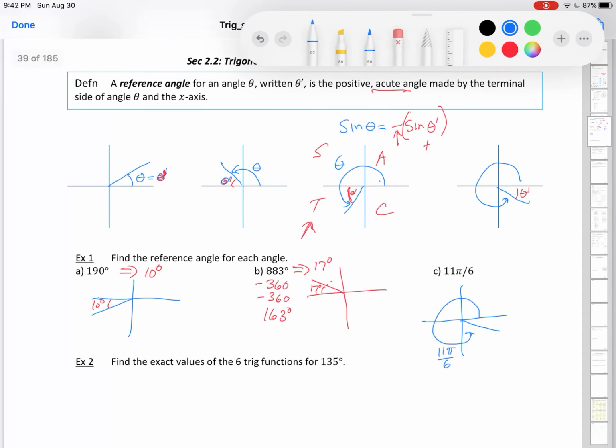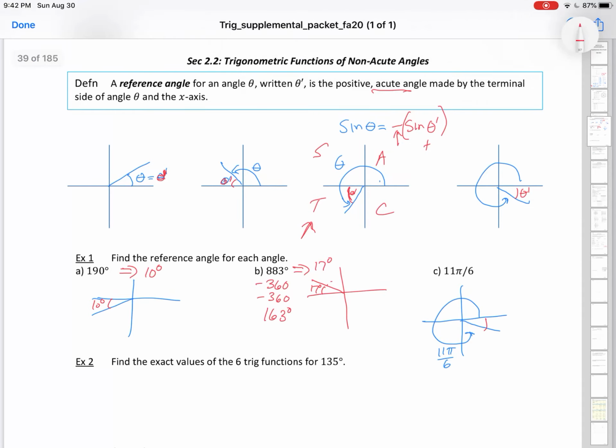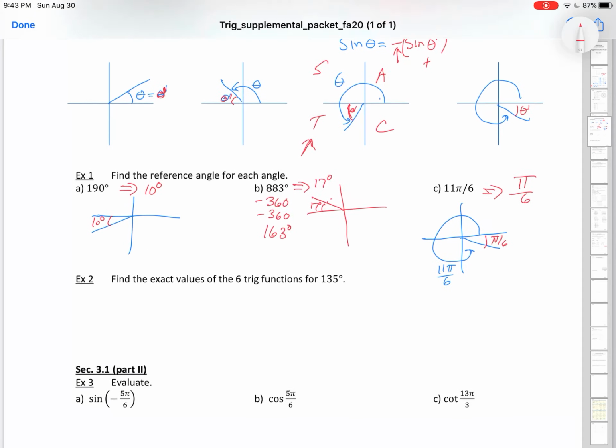And then what's the reference angle? That reference angle right here is pi over 6. And so the reference angle associated with 11 pi over 6 is pi over 6. So in order to take the sine of 11 pi over 6, I just have to consider the sine of pi over 6 and what the appropriate sine is for the fourth quadrant. And you'll see that happen right here.